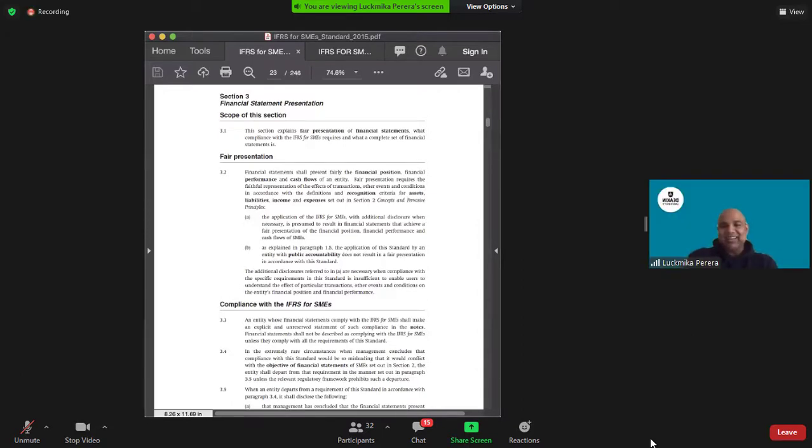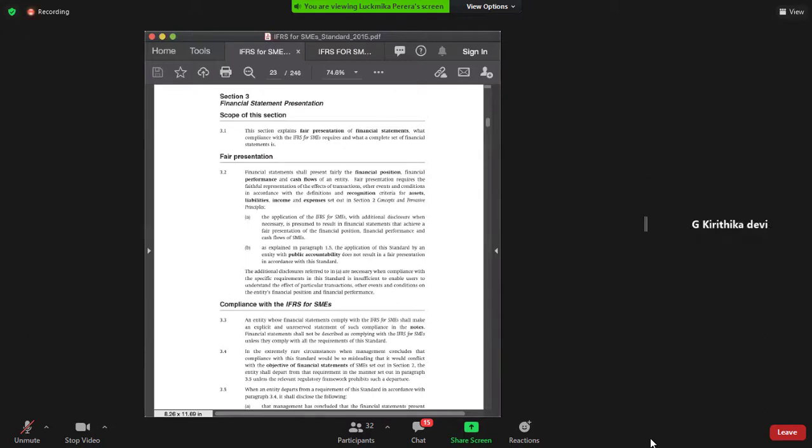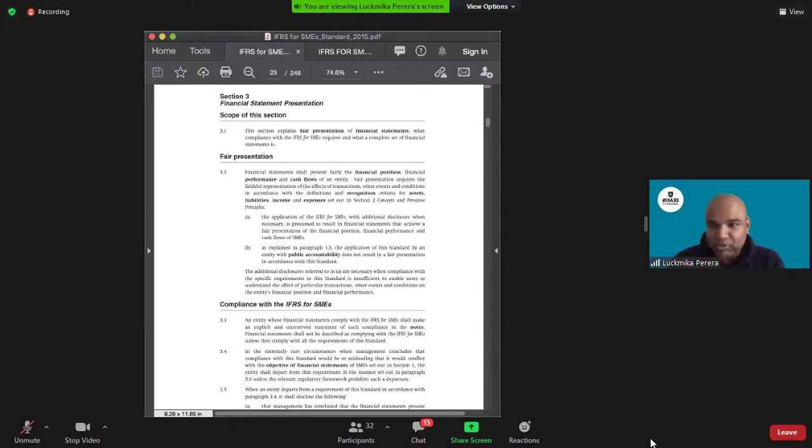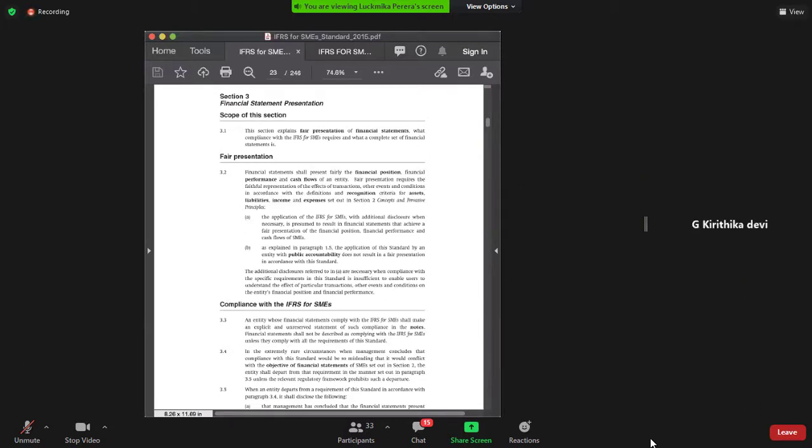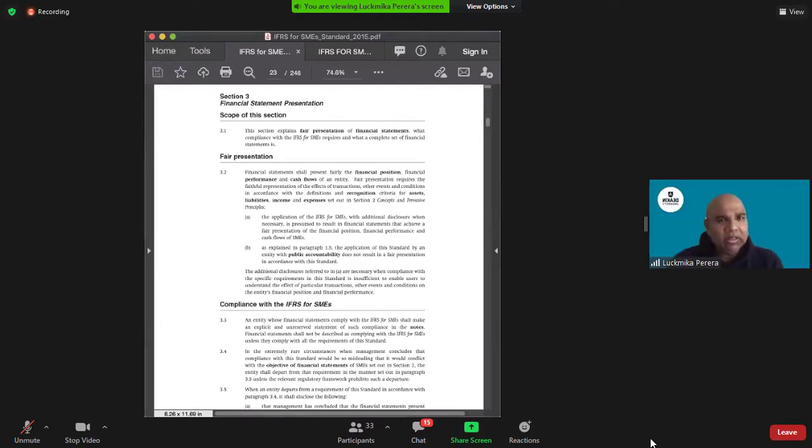Why is that, Kiritika? Sir, it tries to give the inflow and outflow, wherein we can come to know the performance of the organization. But isn't that already given in the income statement or statement of financial performance? Same thing? So how is it different? Anyone else?